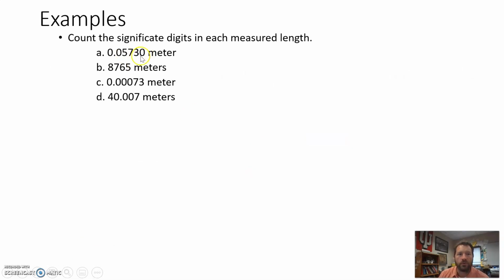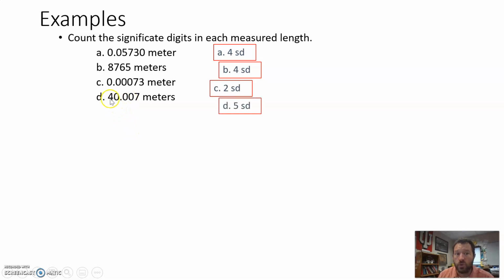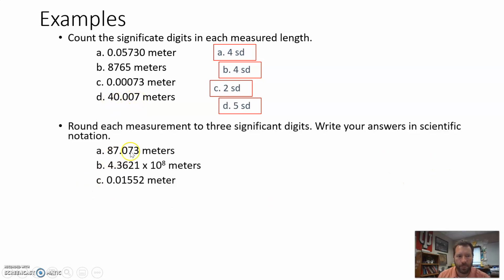Trailing zeros count if there is a decimal. Leading zeros never count. This one has 4 significant digits. This one, no zeros, so every number counts, 4 significant digits. And we've got some leading zeros. Again, don't worry about the decimal. They lead the number. They don't count. Here we have some sandwiched zeros. Sandwiched zeros do count. They're between the 4 and the 7. That's 5, 1, 2, 3, 4, 5 total significant digits.